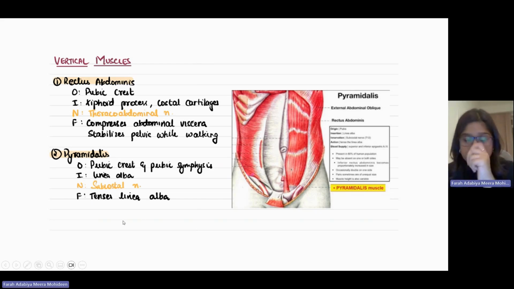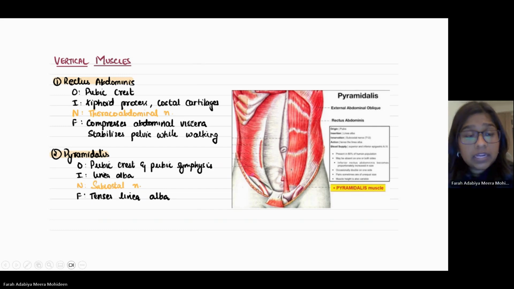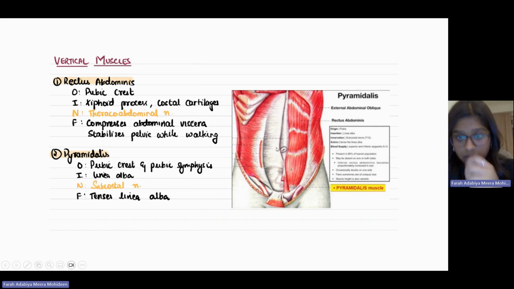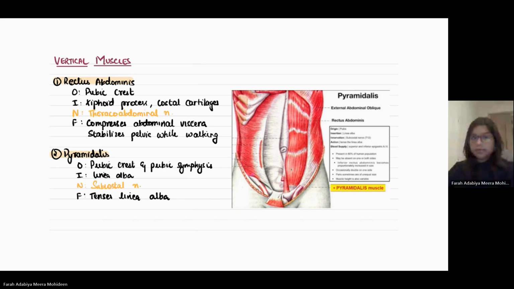Now, pyramidalis, as you can see, inserts into your linea alba, right? Linea alba is basically where all three flat muscle aponeuroses fuse. That particular part is called linea alba, and your pyramidalis inserts into it. So when this muscle contracts, it basically tenses your linea alba. Now, rectus abdominis, when that contracts, it compresses your abdominal space and abdominal viscera. It also stabilizes your pelvis.